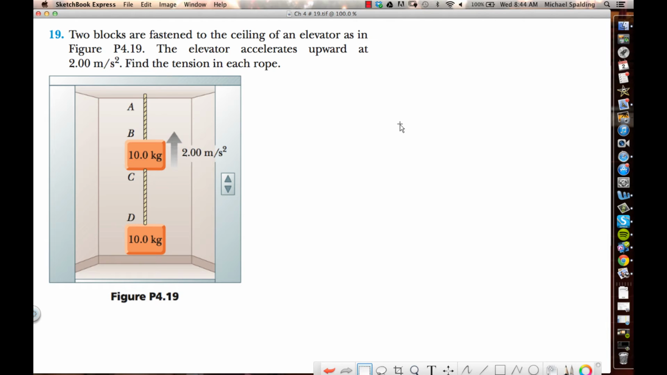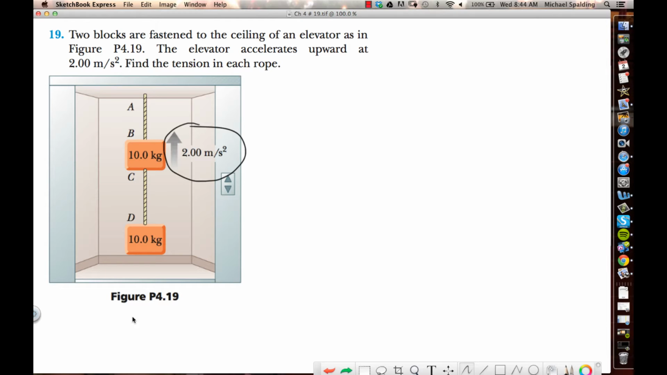So we got 2 blocks fastened to the ceiling of an elevator, as shown in the picture. The elevator is accelerating upward at 2 meters per second squared. So that's shown right here, we got this upward acceleration. Find the tension in each rope.